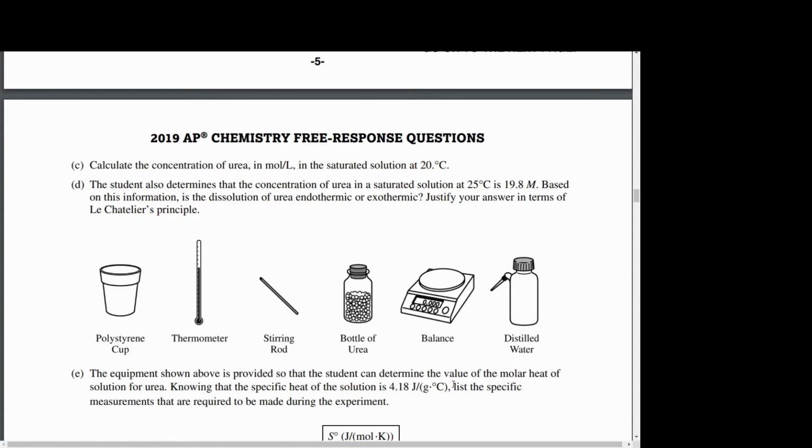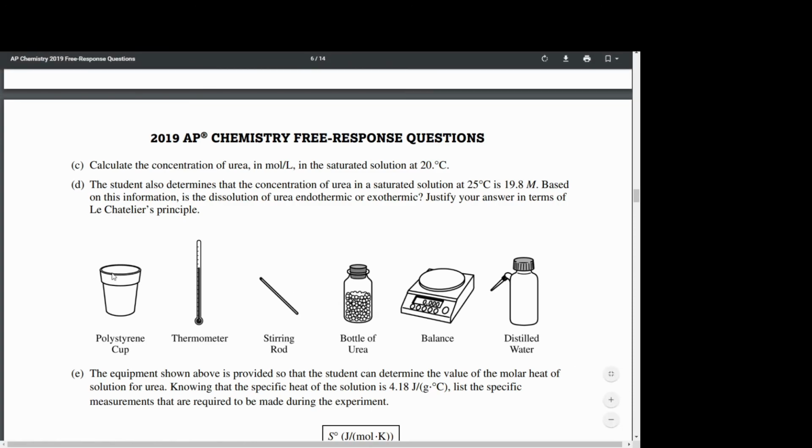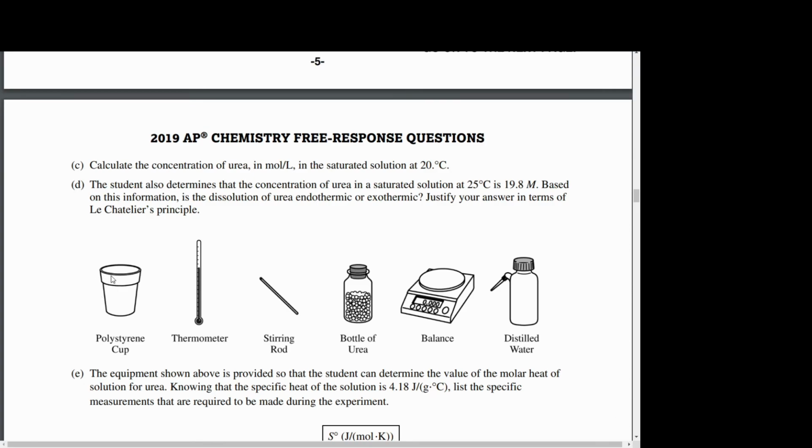List the specific measurements that are required to be made during the experiment. Okay, so what do we need to do calorimetry? If you don't remember, go look at your notes. But absolutely, I would prefer to use 2 cups, but 1 will do. To do the reaction in, I need something to cover it. Awesome. But it's not asking about that.